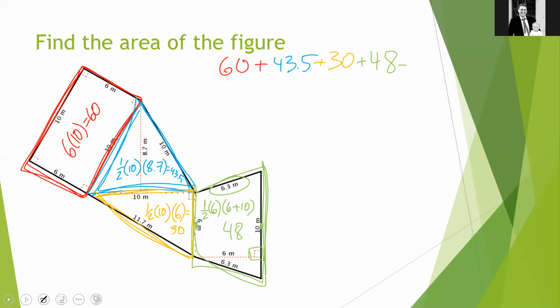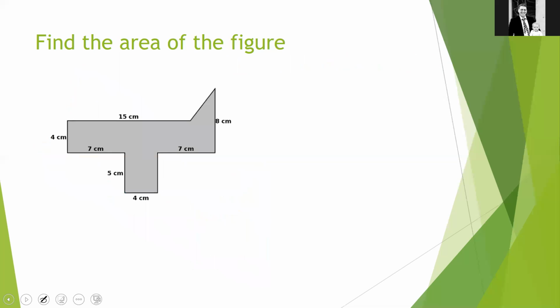This is going to give me 181.5 meters squared. And that's the area of this figure. And this was kind of nice because they split it into the shapes for us. What if they don't? So I'm looking at this figure, and this figure isn't split up into individual shapes.